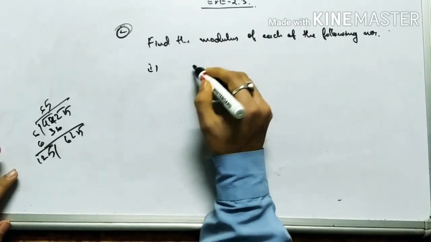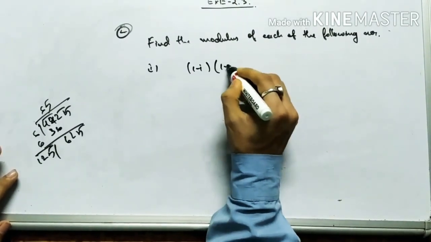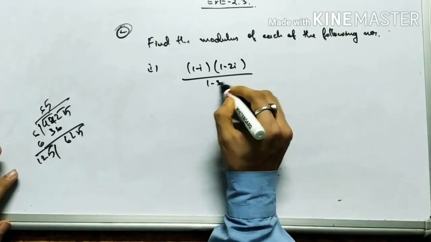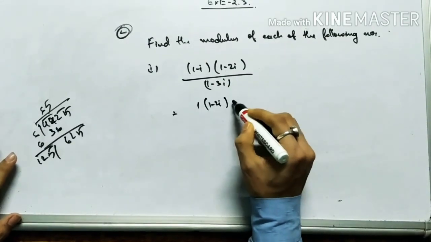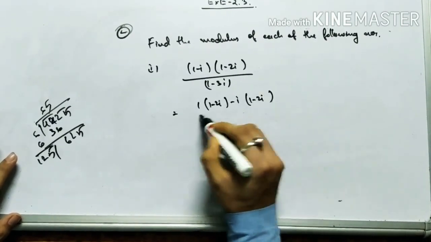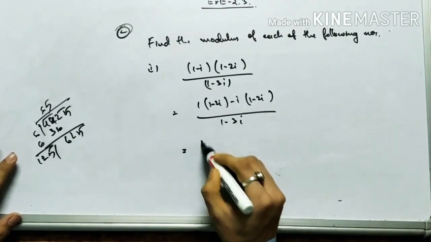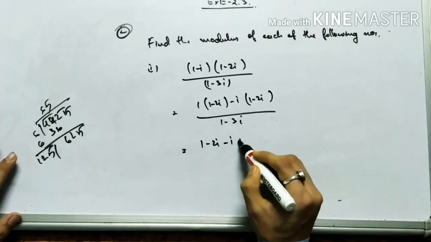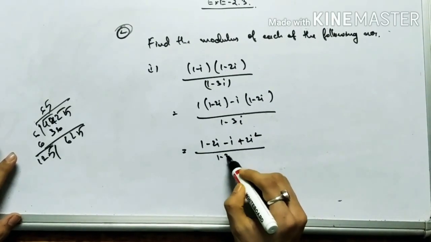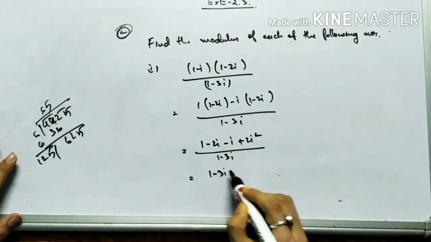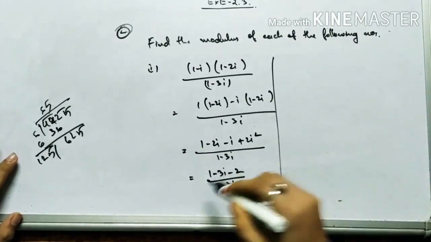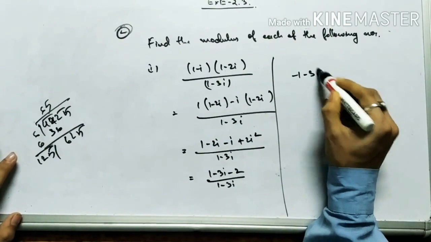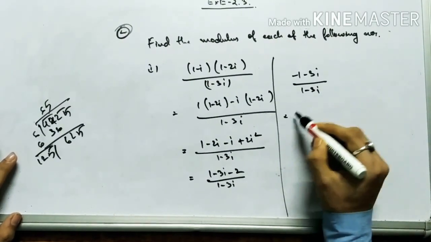Okay, number i. So this is 1 minus i, 1 minus twice i by 1 minus 3i. Let me solve it a little bit first of all. 1 minus twice i minus i, 1 minus twice i by 1 minus 3i. 1 minus twice i minus i plus twice i square, by 1 minus 3i. So this is 1 minus 3i minus 2 by 1 minus 3i. Now this one I will get in here, it is minus 1 minus 3i by 1 minus 3i.